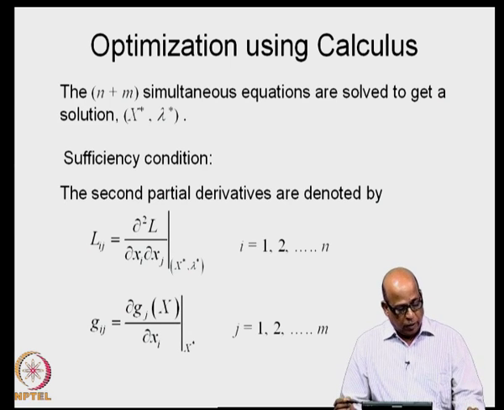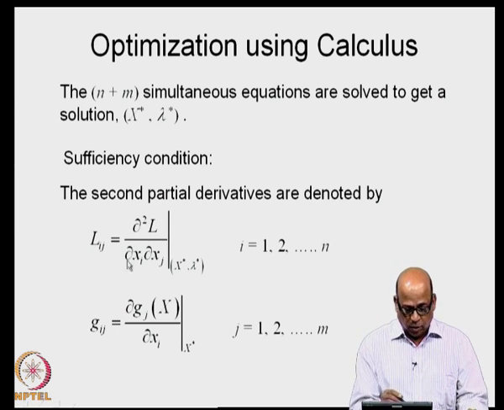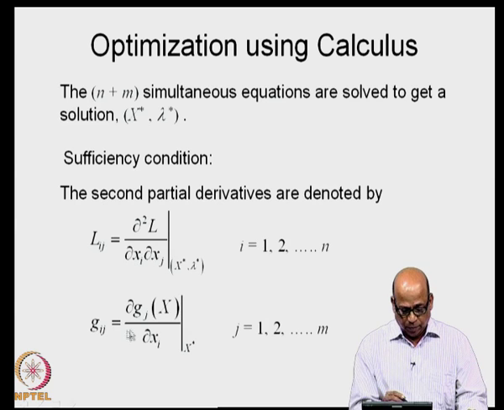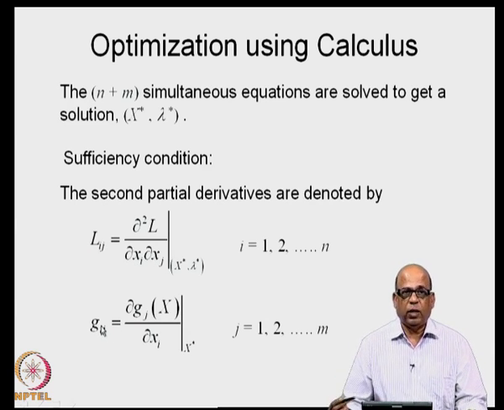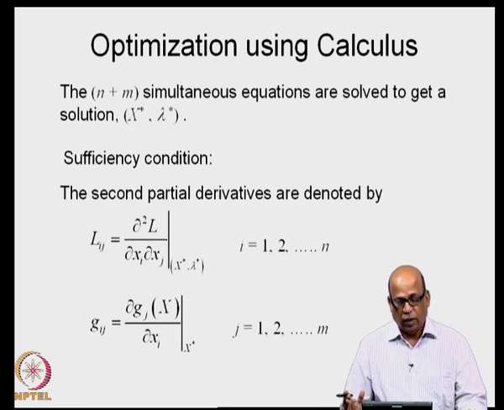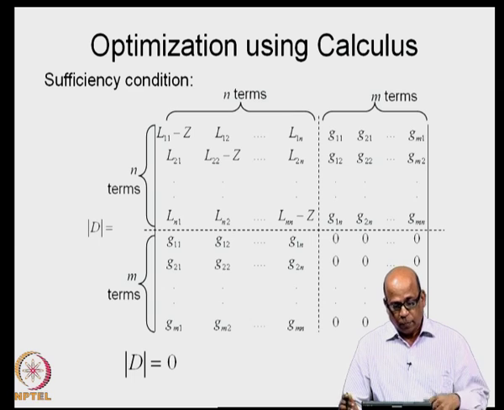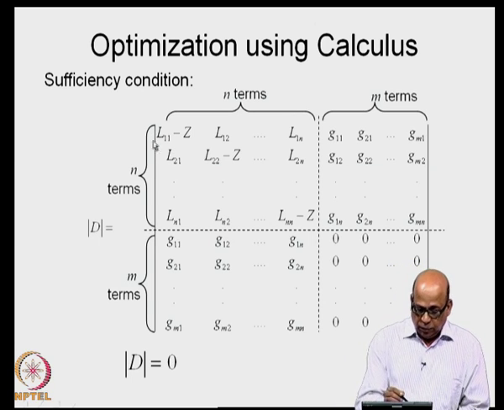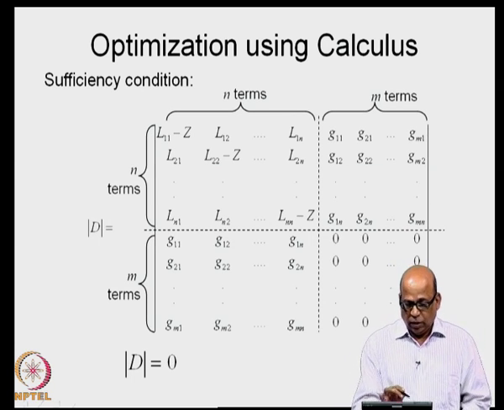Then we formulate a determinant. So, you have the second order derivative with respect to each of the variables, and you have the first order derivative of the constraint with respect to each of the variables. Using these derivatives, now we formulate a determinant. This determinant is formulated as follows.